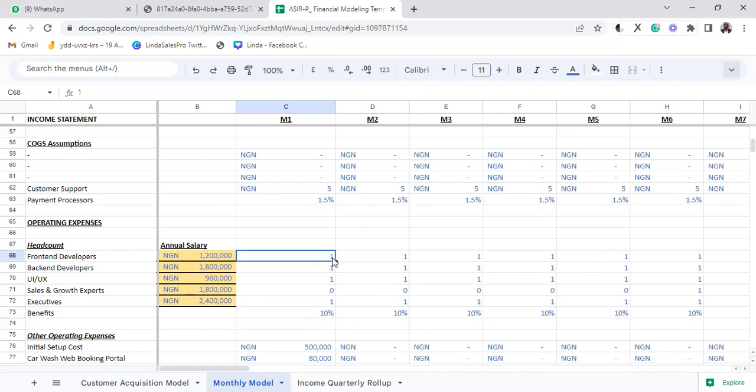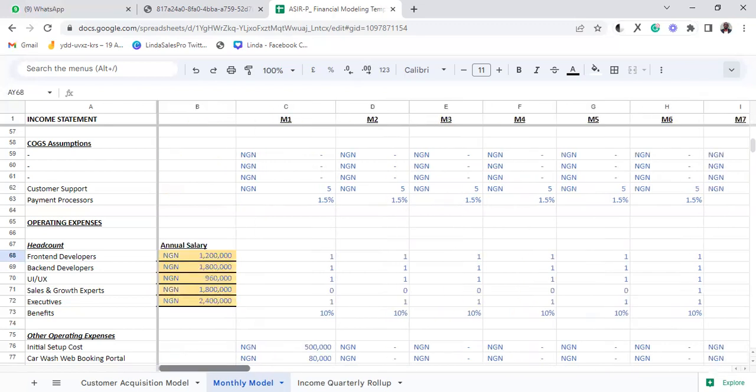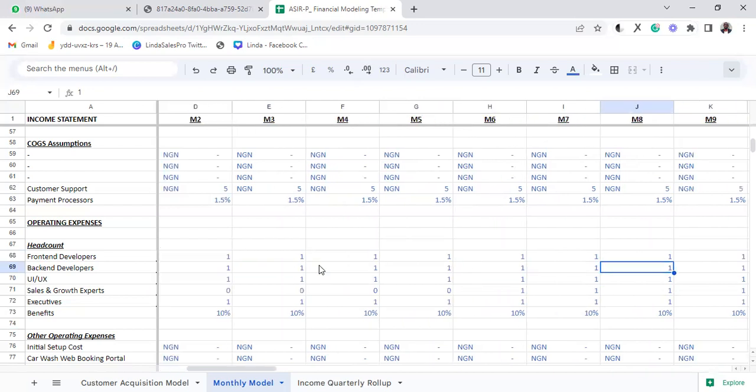So here we have the front end people. As you can see from year 2, we have 2 front end guys. From month 3, we still have 2 till the end. So back end, we have 1 back end person. So in month 6, we might need to have 2 back end people or 2 front end persons, depending on how you are designing, or the nature of your business.